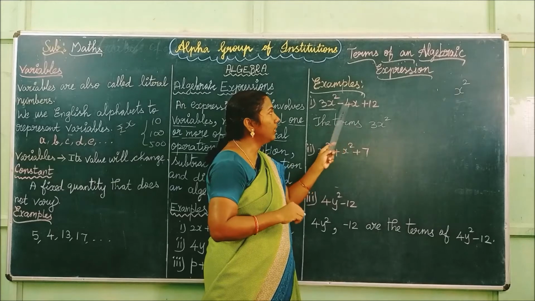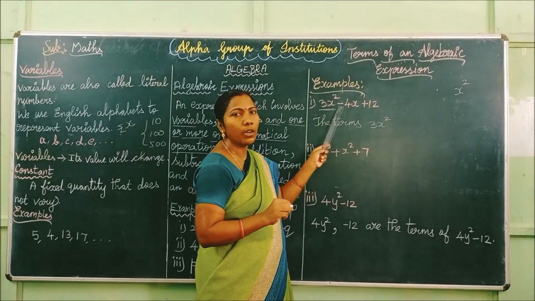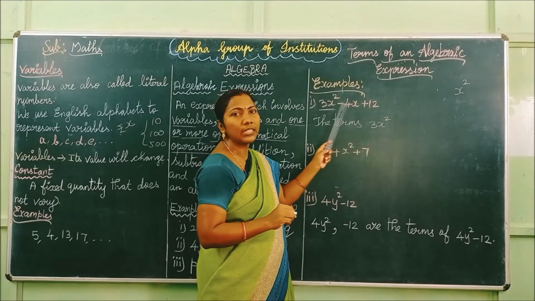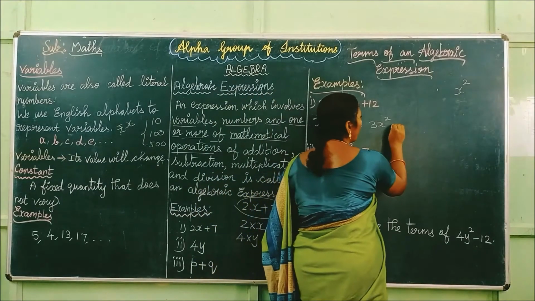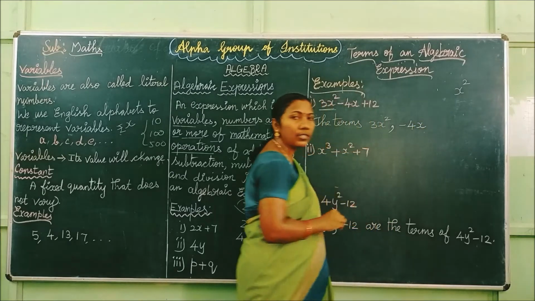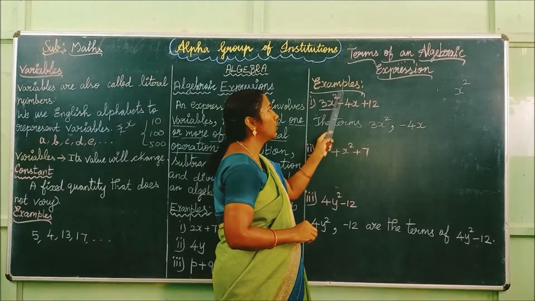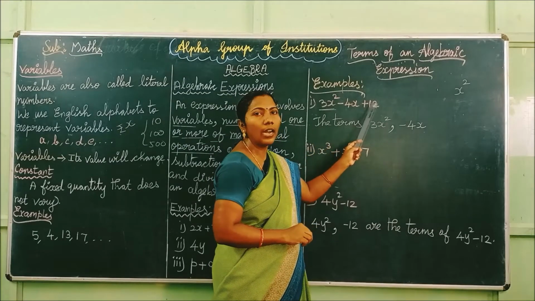While you are writing the term 4x, you must write the 4x along with its symbol. What is the symbol of this term 4x? Minus. So here you have to put one comma and then you have to write minus 4x. Do you understand, children? So what are the terms of this expression? 3x square, minus 4x and 12.